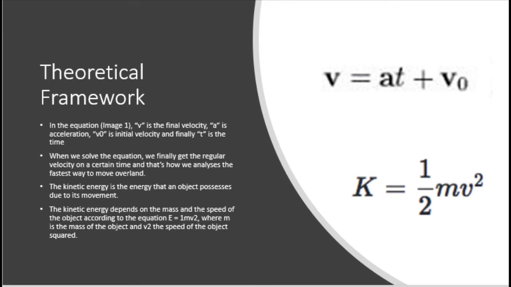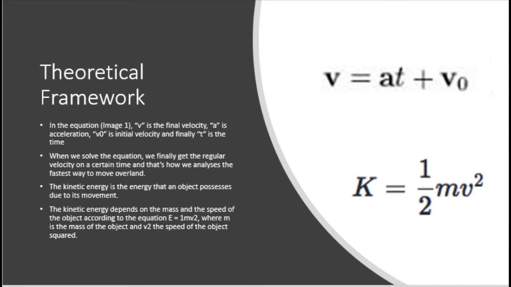The kinetic energy is the energy that an object possesses due to movement. The kinetic energy depends on the mass and the speed of the object. According to the equation, energy equals 1/2 mass times velocity squared, where m is the mass of the object and v squared is the speed of the object squared.